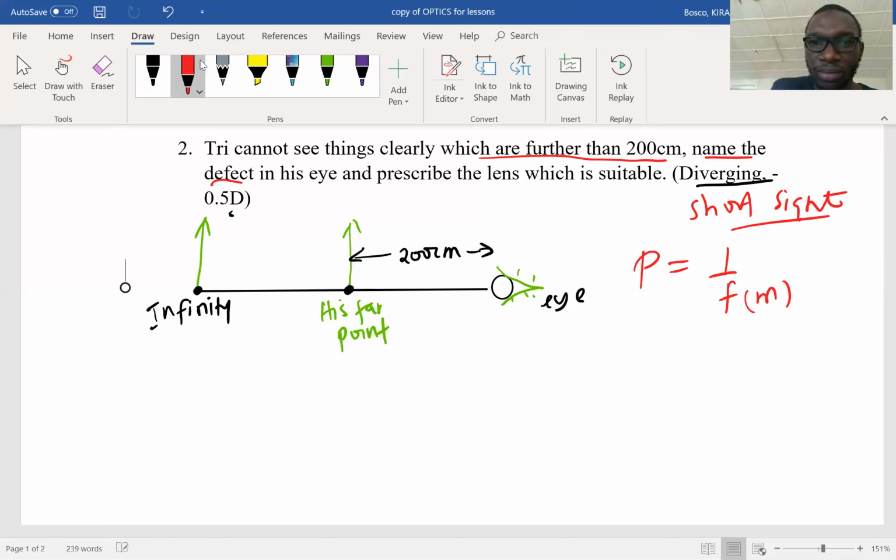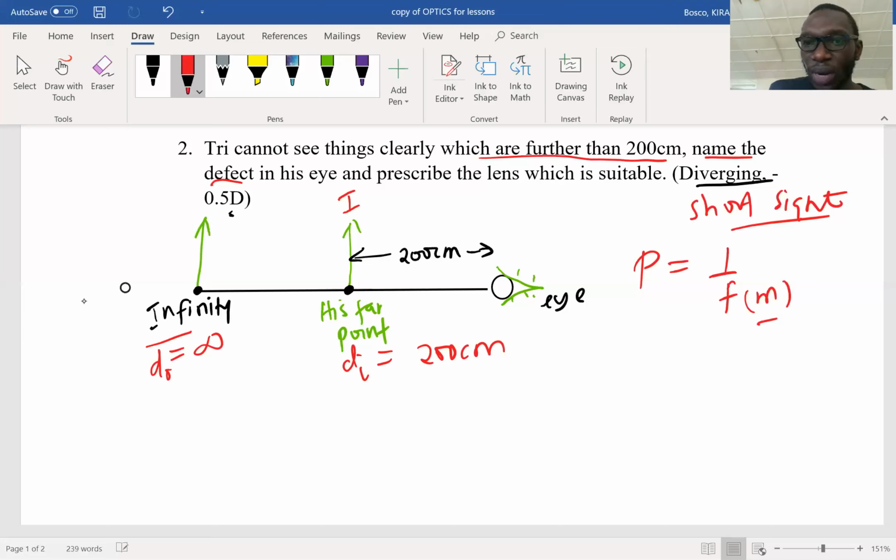According to the diagram, the far point of this person is 200 centimeters, meaning beyond this, the person cannot see clearly. So what we are striving to get is, we need to be able to get all objects that are at infinity to be focused at his far point, meaning that the image is going to be formed at his far point for all objects which are at infinity. The object here is infinity, and the image here is 200 centimeters.